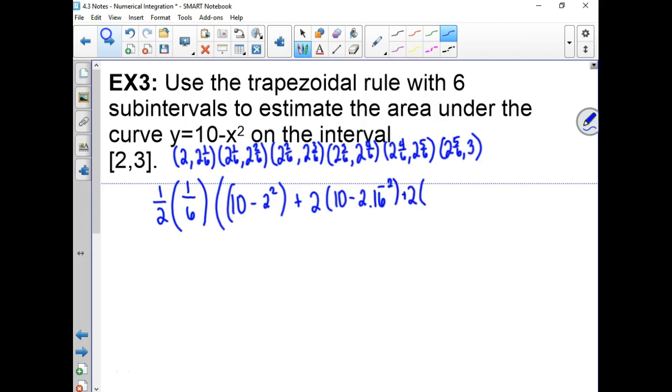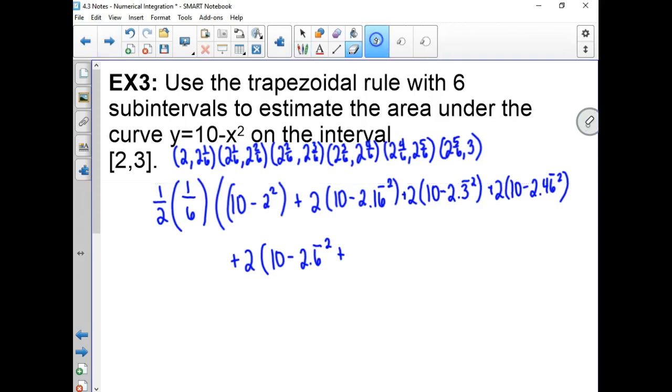We'll have 2 times 10 minus 2.3 repeating squared, plus 2 times 10 minus 2.46 repeating squared. I'm going to go to the next line, plus 2 times 10 minus 2.6 repeating squared, plus, hold on, I've got this one right here wrong.